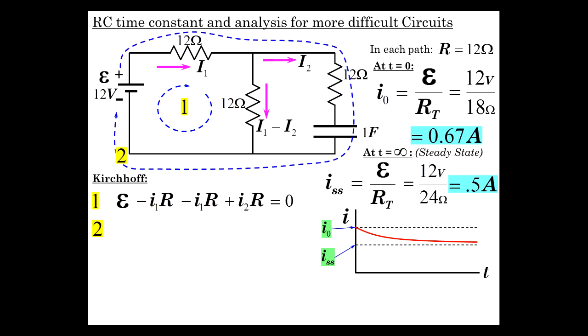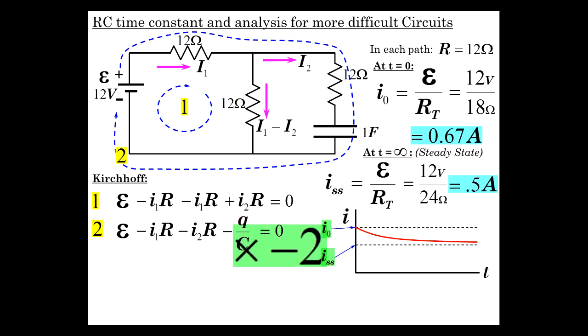And the second loop I'm going to use is around the entire thing. Let's start with the EMF again. Minus I1R, minus I2R, and then the voltage across the capacitor, Q over C, equals 0. Now, of course, we want to combine these two equations to get rid of one of the variables, and the variable we're most interested in is I2 because that's where the capacitor is.